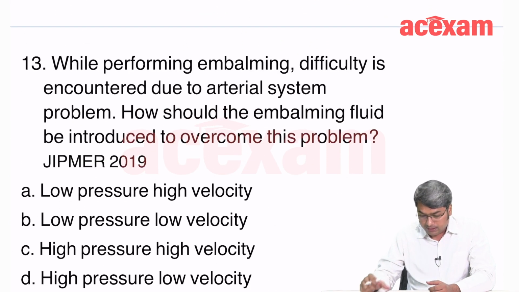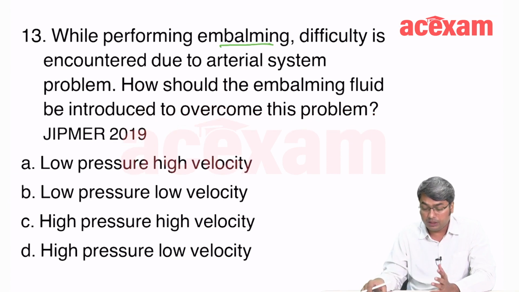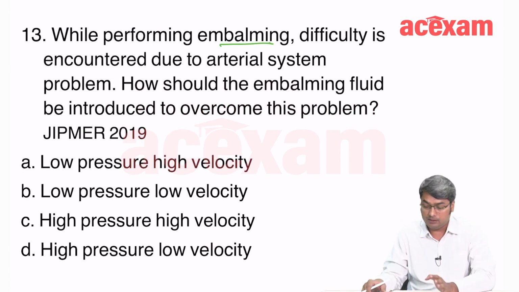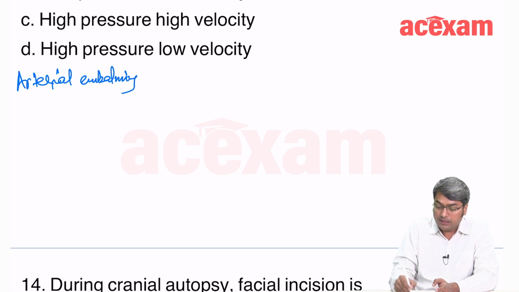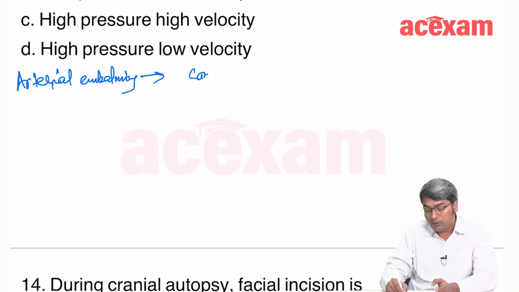Next, again in the same year another question was asked on embalming in JIPMER, and that is why the topic is very important. It has been covered in detail already. While performing embalming, difficulties are encountered due to an arterial system problem. How should the embalming fluid be introduced to overcome this problem? See, embalming is done by different methods, and the most common method preferred is arterial embalming. What happens? It can be done through the common carotid artery or also through the femoral artery.